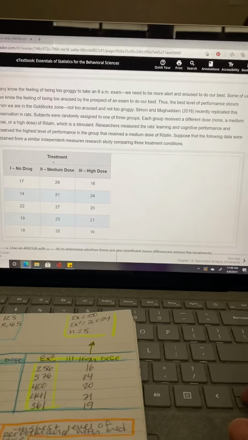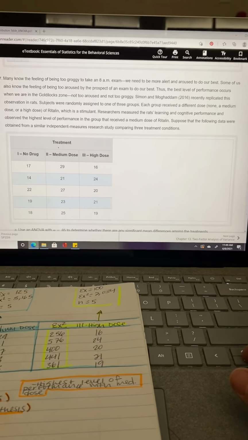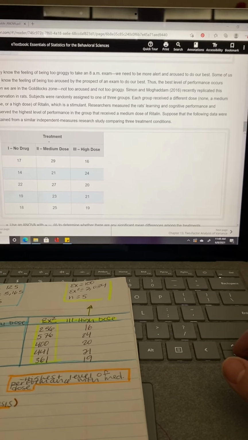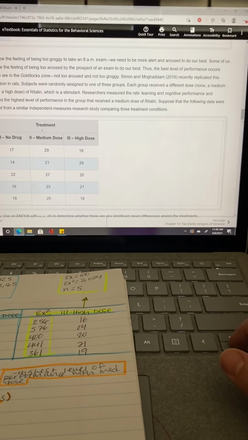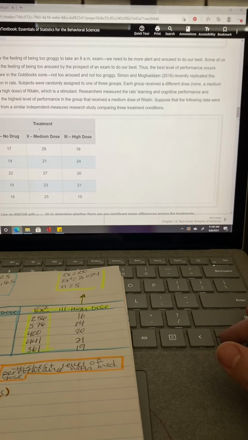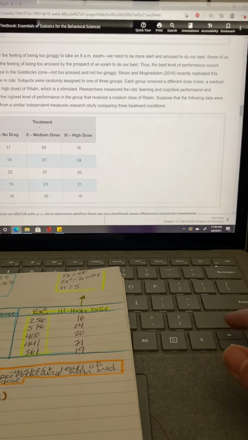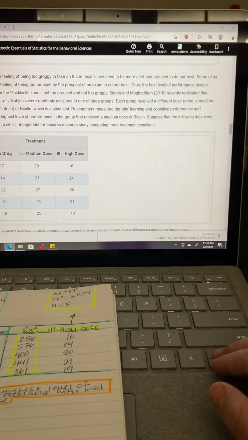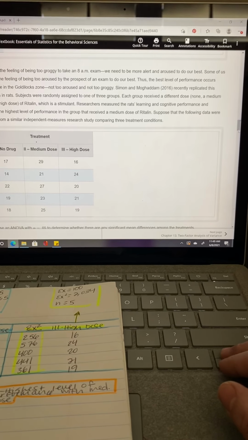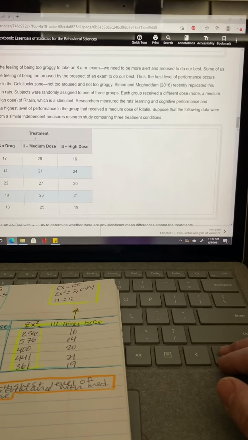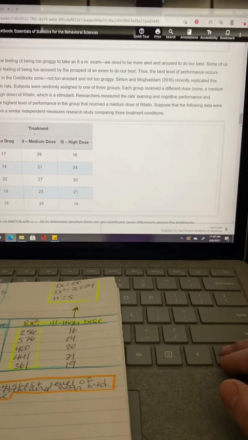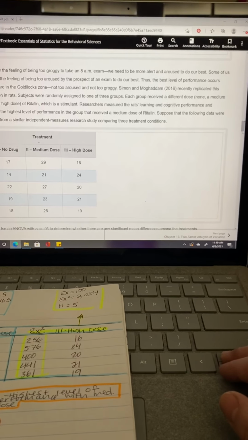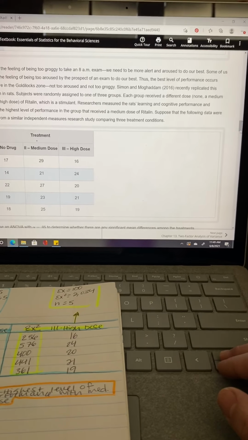So first I want to read you guys the question. Many know the feeling of being too groggy to take an 8 a.m. exam. We need to be more alert and aroused to do our best. Some of us also know the feeling of being too aroused by the prospect of an exam to do our best. Thus, the best level of performance occurs when we are in the Goldilocks zone, not too aroused and not too groggy. Simon and Moghadam recently replicated this observation in rats.